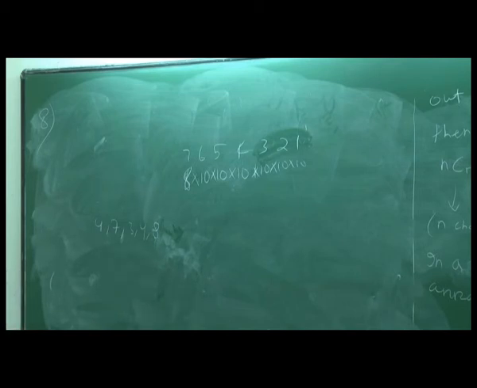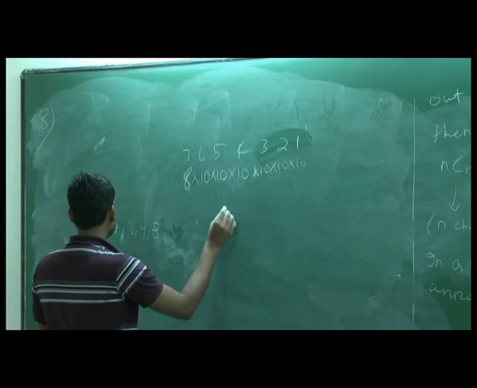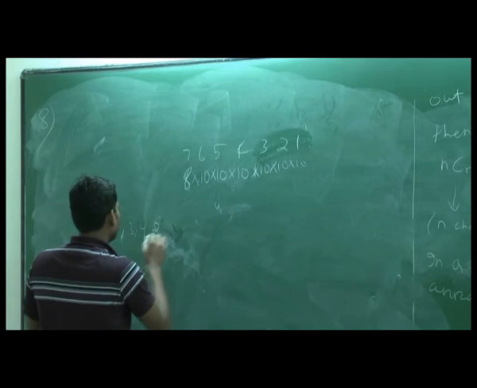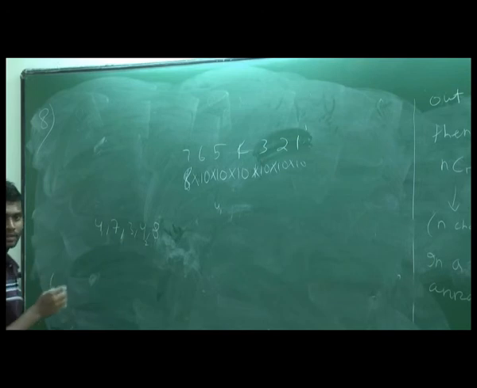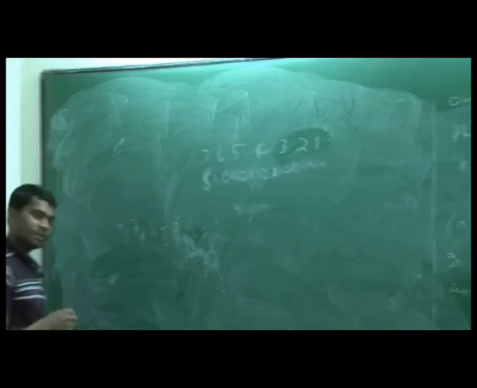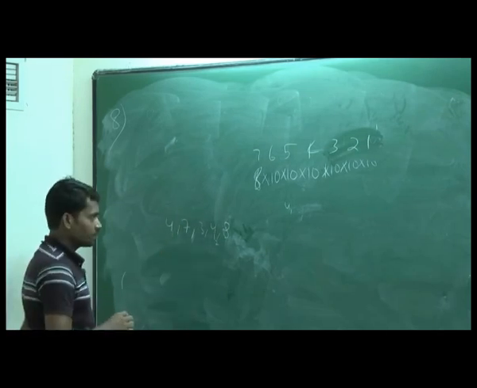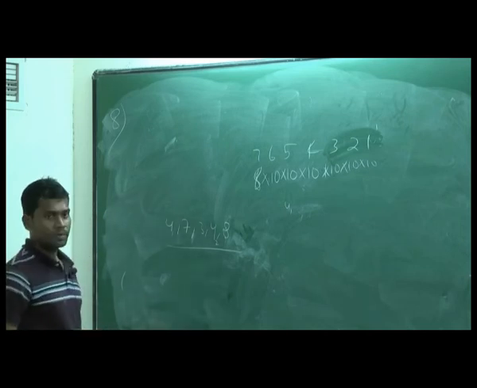Sir, but that means no repetition is allowed? No. Suppose he's asking something like 7, 7, 7, 7, 7. Can it be a number? You have to use all these digits only, that's why it is given. Yes, sir, 60 ways.